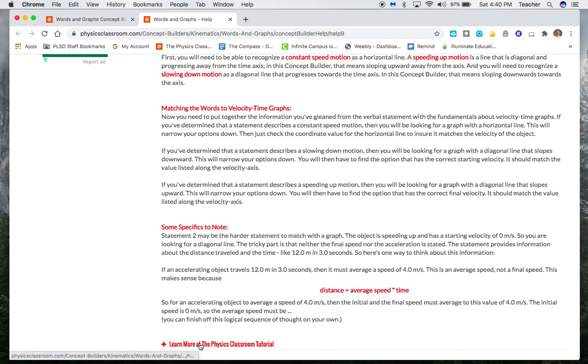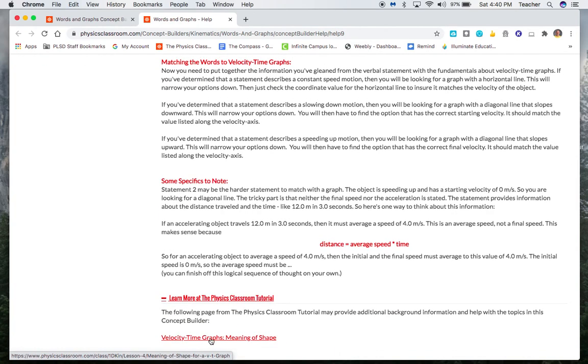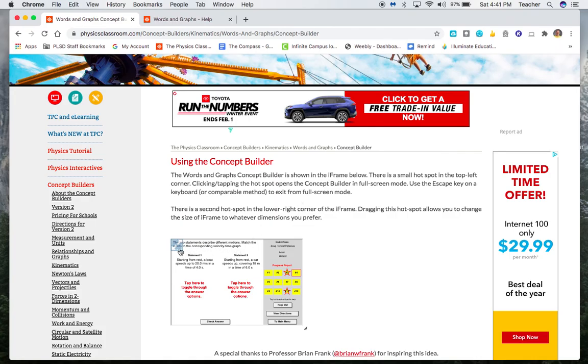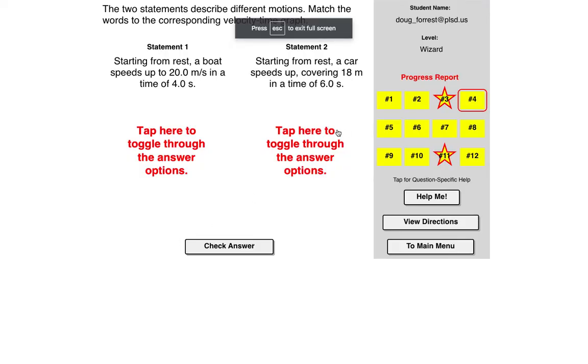If you do need to learn more from the tutorial, you could click down here, and that'll go through how to interpret velocity time graphs. So hopefully that helps, and hopefully you can go ahead and complete these and get your points.